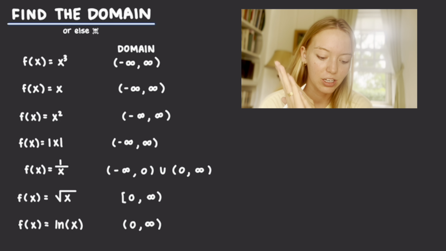This last function is a log function. You can't take the log of a negative number, and you also can't take the log of 0. So here we see again a parentheses to the left of 0, instead of a bracket like the example before.